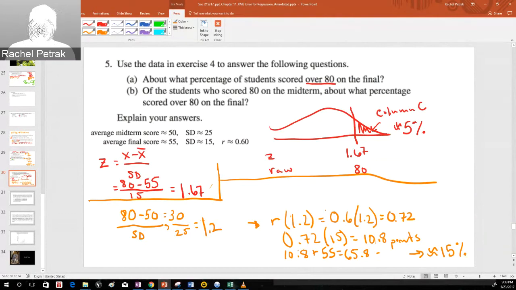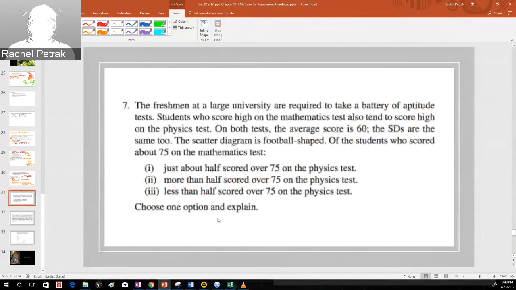We did similar problems earlier, so I want to make sure we have time to look at the next topic. The freshmen at a large university are required to take a battery of aptitude tests. Students who score high on the mathematics test also tend to score high on the physics test. On both tests, the average score is 60. The SDs are the same too. The scatter diagram is football shaped. Of the students who scored about 75 on the mathematics test, we want to figure out about how many scored over 75 on the physics test.